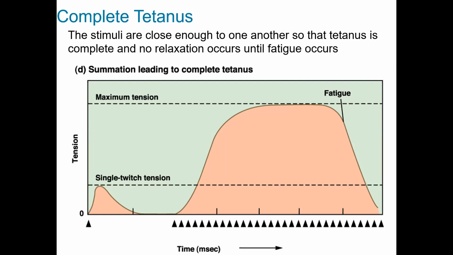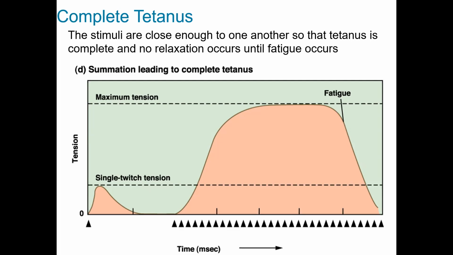We increase the rate of stimulus to the point there is no relaxation phase. We generate maximum strength that our muscle is capable of doing. And that's a function of how big the cells are, how many actins and myosins they have, how much ATP is present, and how much calcium's there.